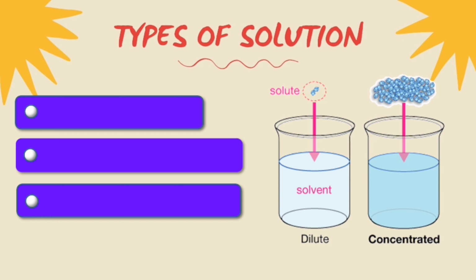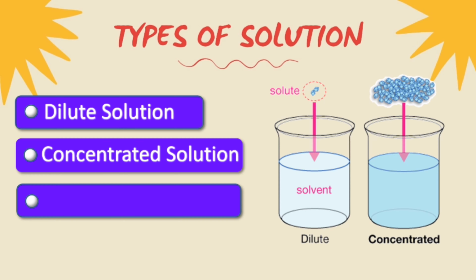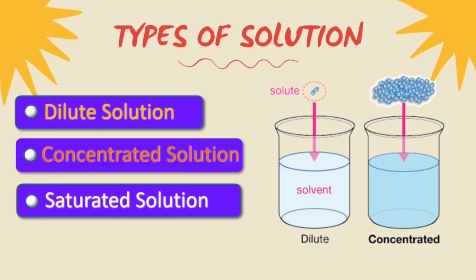We have three types of solutions: dilute solution, concentrated solution, and saturated solution. Dilute solution is a solution that has a small amount of solute in a large amount of solvent. Concentrated solution has a large amount of solute in a small amount of solvent. And saturated solution has the maximum amount of solute at a given temperature.